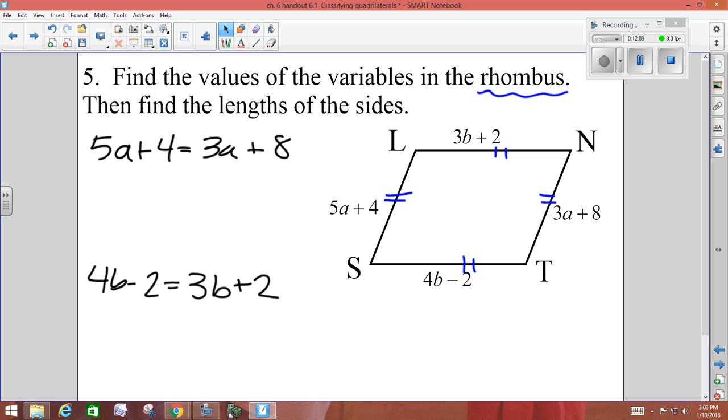Okay. Cool. Sam, why don't you go up and do the work? Since I'm erasing your work over here. Thanks.